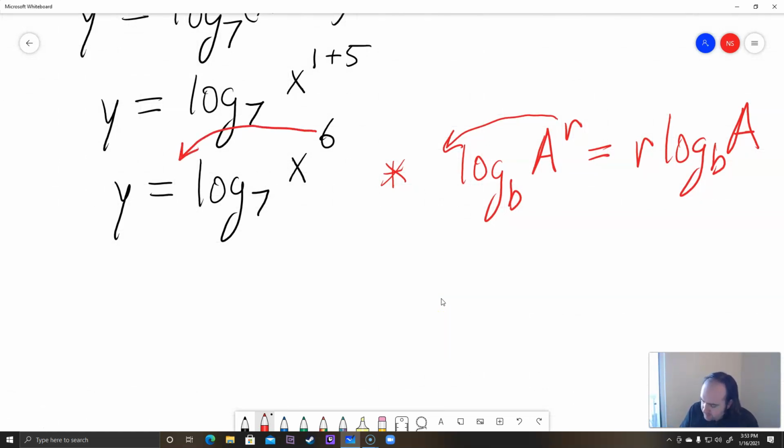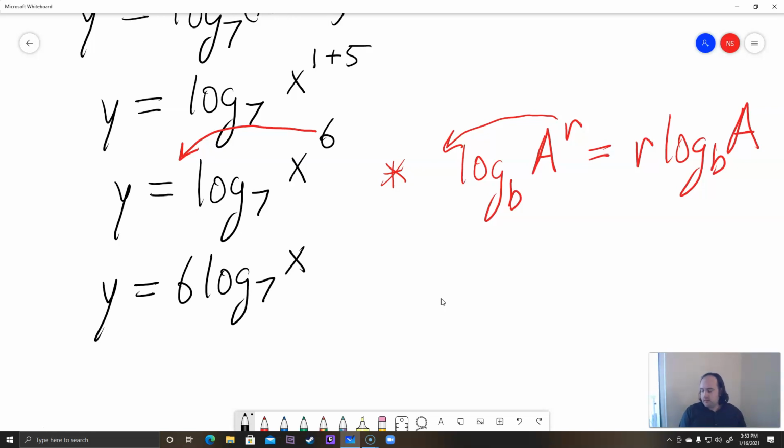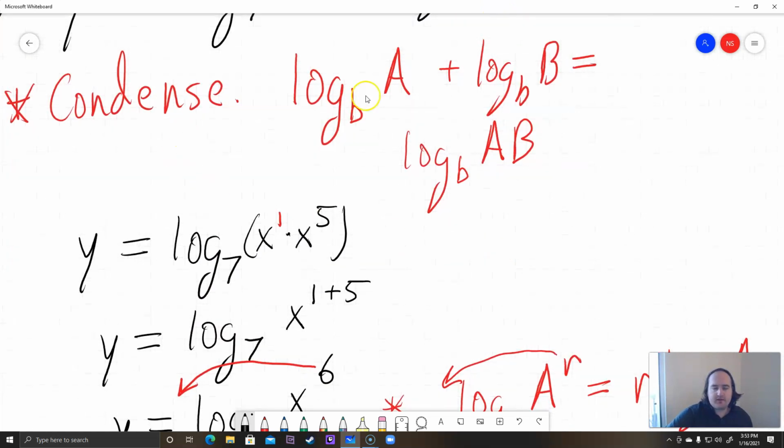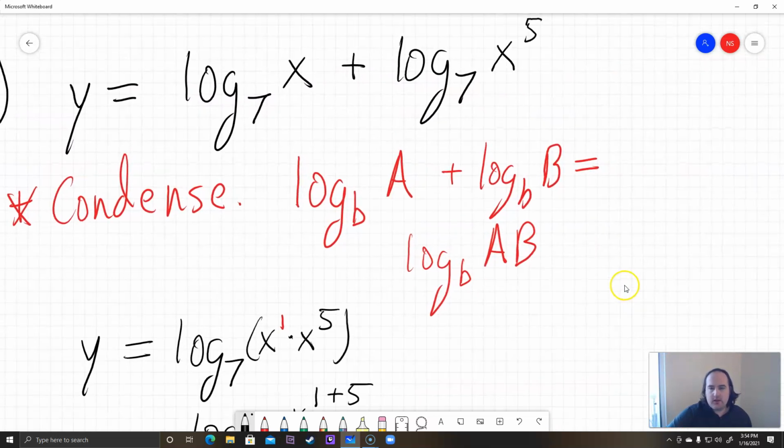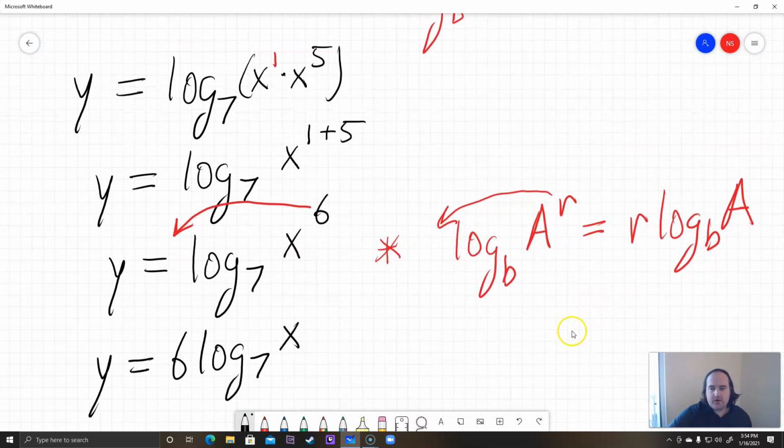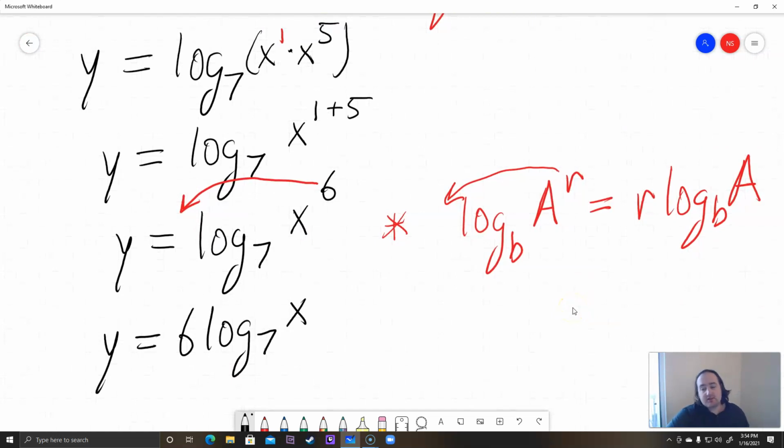So if we bring the 6 out front, we're allowed to do that. We get y equals 6 times log base 7 of x. All right, and then it should be super easy now to find the derivative. Now, you didn't have to use all this pre-calculus. You don't have to use the power rule from pre-calculus and the product rule from pre-calculus for logarithms. But I just wanted to do an example of it just so you could see that some of that stuff in pre-calculus can be useful here.